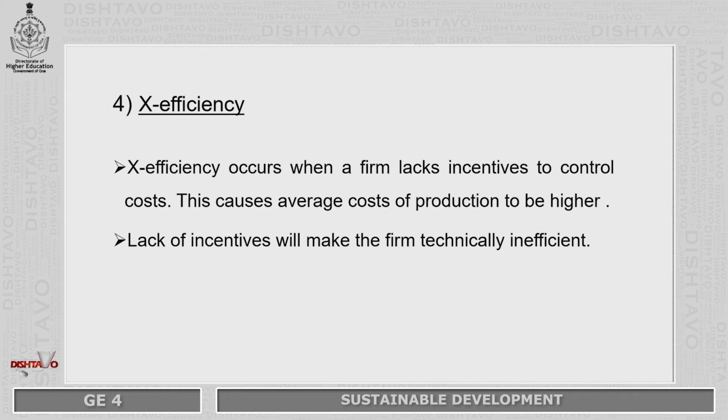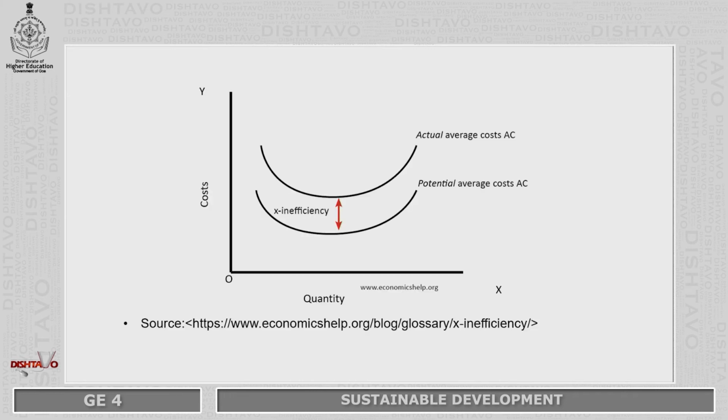Now, X efficiency can be explained with the help of a diagram. Here you can see quantity being plotted on the X axis and costs on the Y axis. Now, we have the average cost curves. Here we can see the potential average costs are below the actual average cost. That is, the difference between the actual average cost and the potential average cost will give you the X efficiency.